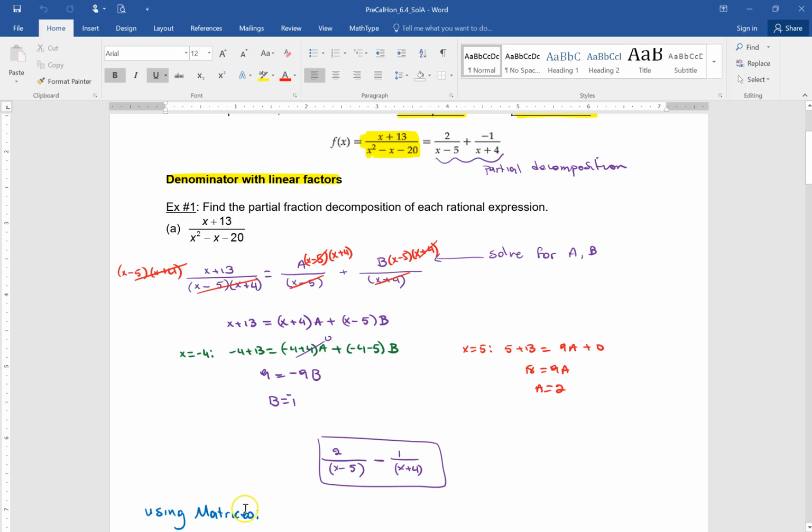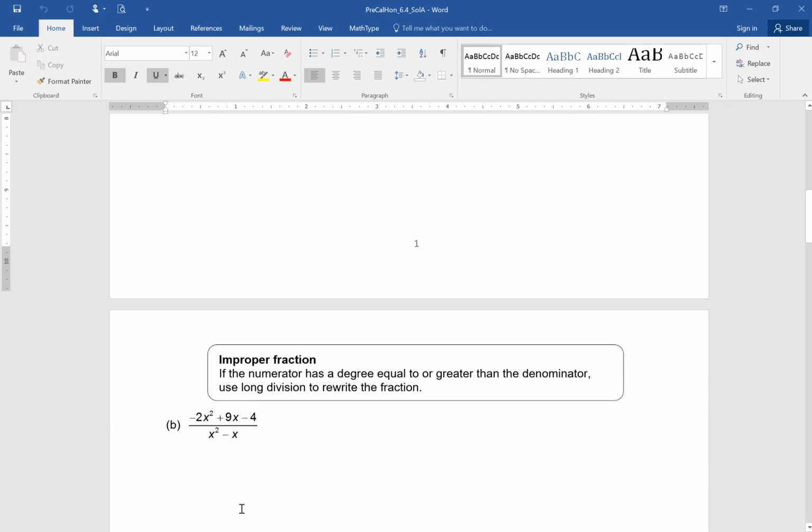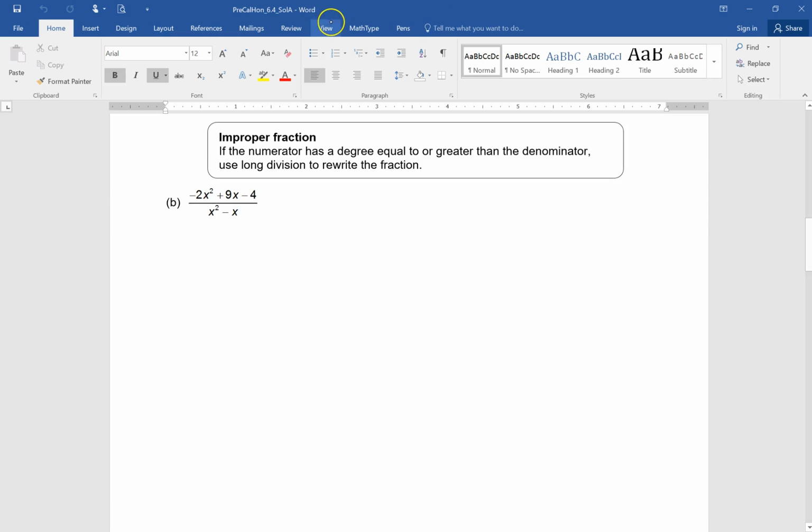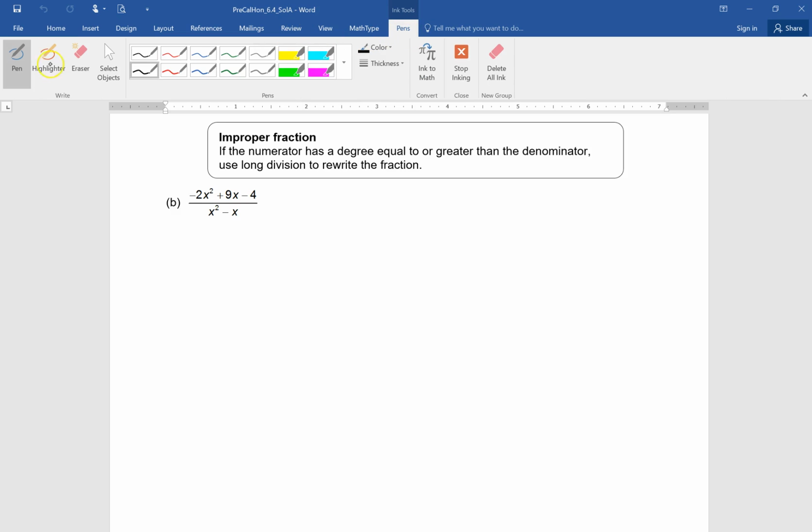Welcome to Pre-Calculus Honors. So this case is the same as the one before. We have denominators with linear factors again, but this time we have an improper fraction, meaning the numerator has a degree greater than or equal to the denominator, right? So here the degree for the numerator and the denominator are the same. It may be that the numerator has a greater degree.